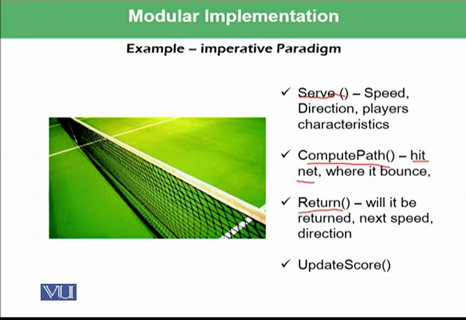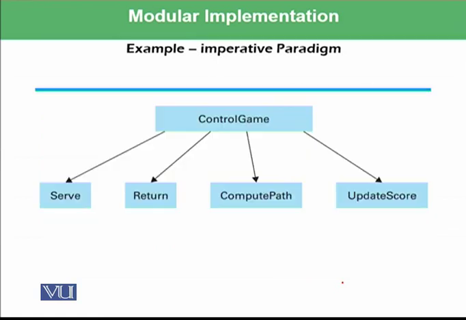If there is any score given to player 1 or player 2, then there is a function or module known as update score, which will update the score of a player. So this means that we have divided the problem of playing tennis into 4 modules possibly. We will have one other module, known as control game, which will coordinate with all of the modules which we have discussed.